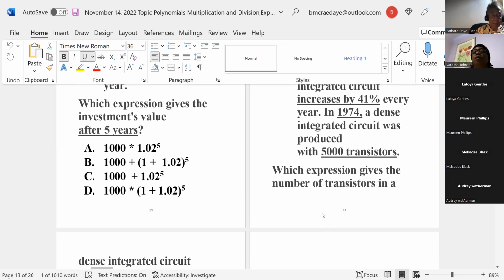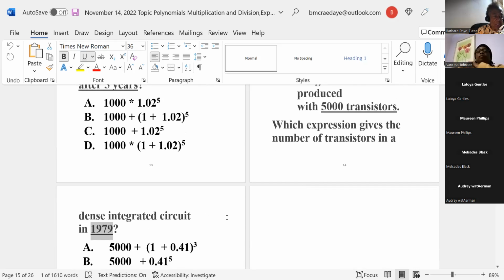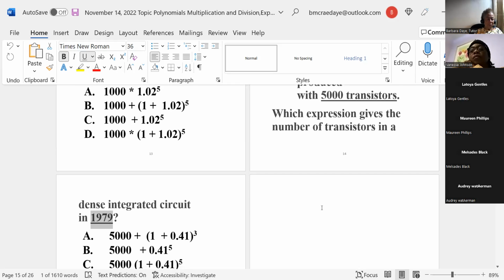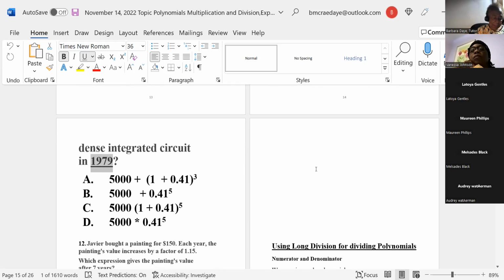What's the difference between 1979 and 1974? 5. So 5 is going to be your power, right? Because here your exponent is the time elapsed. Here it is years, okay? So you know you're looking for something with the power. All right. So I was asking Audrey, what is the answer?